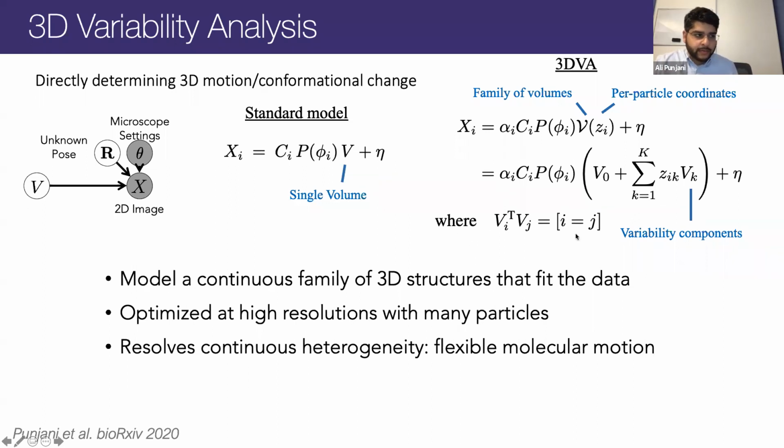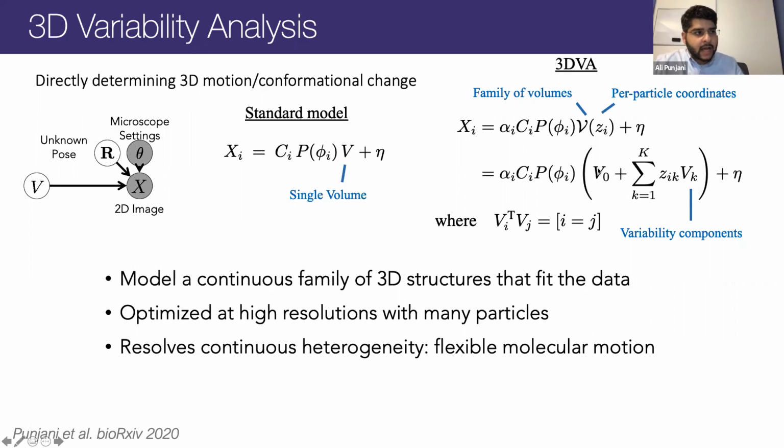I'm not going to talk about the orthogonality constraint, but basically we're also assuming that the variability components are all different from each other. Overall, what this model does is it allows us to model a continuous family of 3D structures that fit the data. The hard part, of course, is after we've written down this model, which has been written down many times before, and it's kind of a straightforward, obvious choice for those who work in this field.